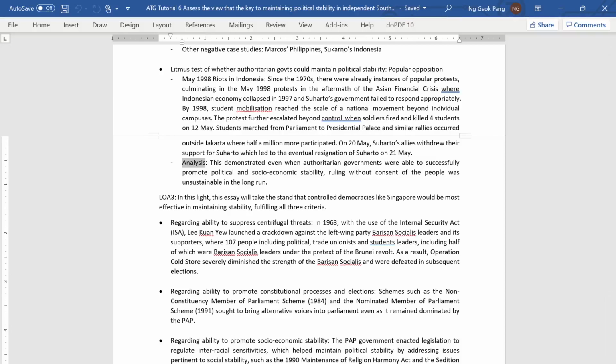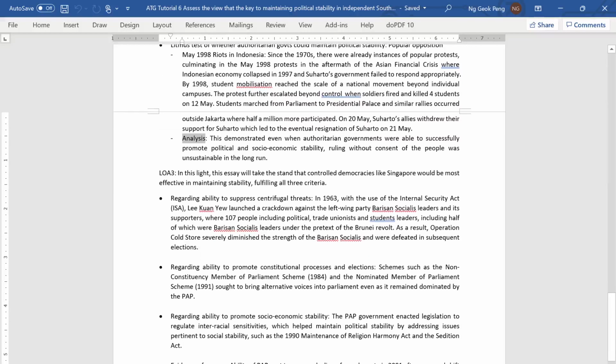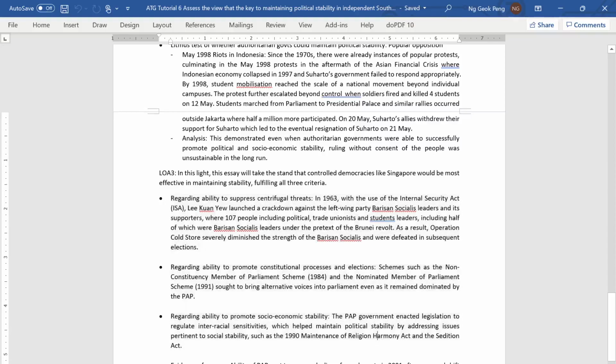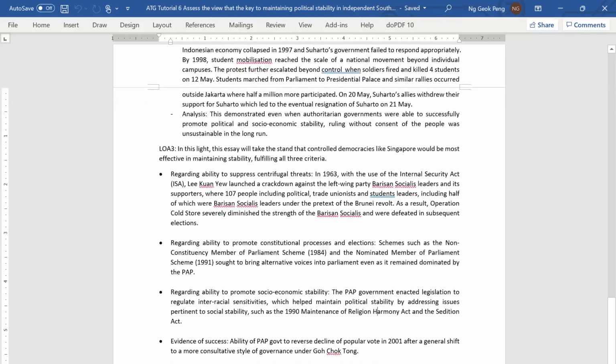Remember, your criteria, you must always refer to it, because otherwise you're writing an implicit argument. You're not really answering the question. So you have your criteria 1, 2, 3, and you can see how Singapore has done so well in doing well for WA1, WA2, and finally final exam. This is WA1, this is common test, this is final exam. So they pass everything with flying colors. And the evidence of success.